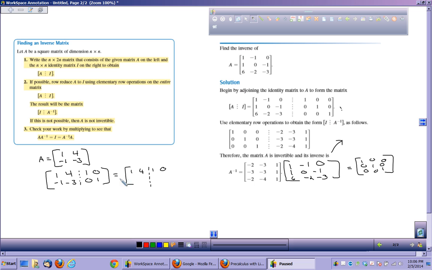And if I add those two rows together, I get 0 here. I get 1, which is looking good. Add this to this, which gives me a 1. This to this gives me a 1, okay? Now I want to change this 4 into 0, and then I'll be done.